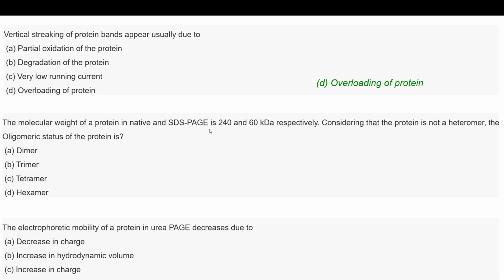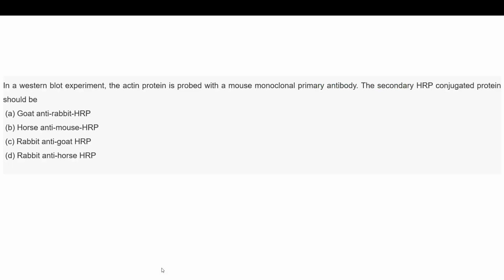The molecular weight of a protein in native and SDS-PAGE is 240 and 60 kDa. So if we know that the protein is not a heteromer, it is a homomer, it oligomerizes and forms the complete complex, the oligomeric status of the protein will be 240 by 60, a tetramer. Electrophoretic mobility of a protein in urea PAGE decreases due to the increase in the hydrodynamic volume.